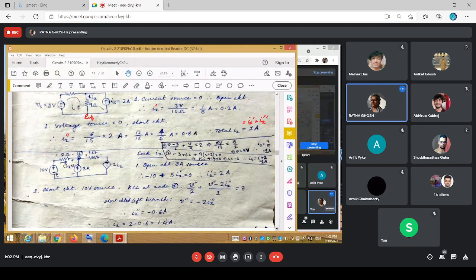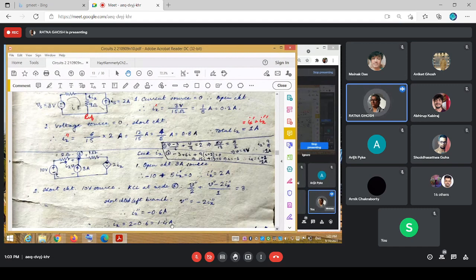And the relation between Ix, how is it related? Ix double dashed is nothing but V double dashed by 2. So this is the relation. Just substitute for it there and solve it. You will get Ix double dashed is equal to minus 0.6 amperes. So your overall total Ix would be Ix dashed plus Ix double dashed, so that would be 1.4 amperes.